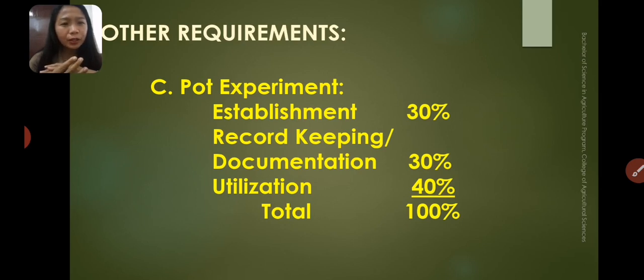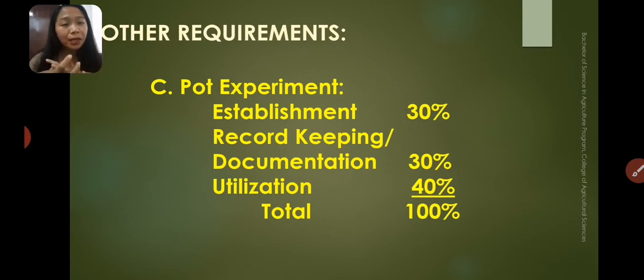So for the pot experiment, I will be suggesting certain topics for you to choose, or for you to have guidance on how to do it. And then the details of making the pot experiment will be discussed in the coming lessons that we will have. And actually, in the pot experiment, I would like you to consider measuring the different growth parameters. I would like you to observe the different growth performance of the plant that you are going to choose for the pot experiment.